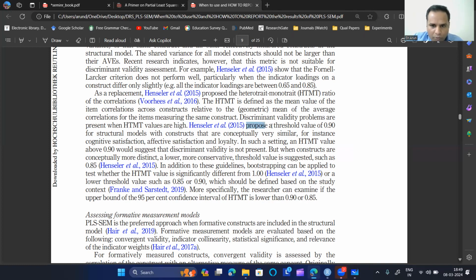So Henseler et al. propose a threshold value of 0.90 for structural models with constructs that are conceptually very similar. So when constructs are very similar, then HTMT should not go above 0.90. But if constructs are distinct, then HTMT should not go above 0.85. Yes, here you can see. In addition to these guidelines, bootstrapping can be applied, or a lower threshold value of 0.85 or 0.90. So for HTMT, we don't see on and off diagonal values. Hope it is clear. Thank you, sir. Okay, just lower your hand.